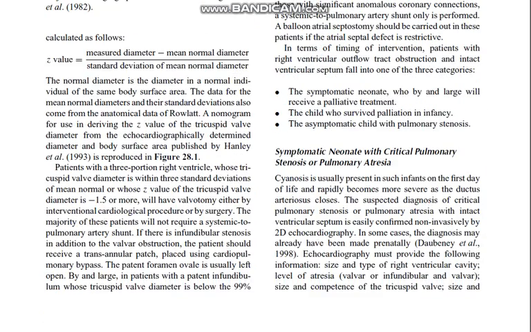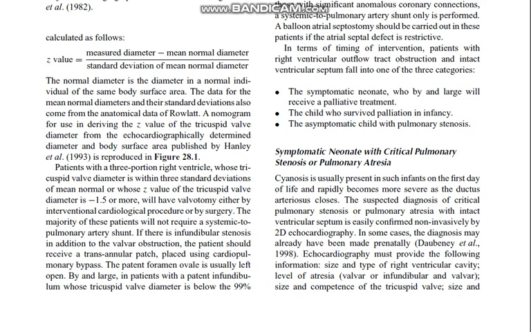Patients with a three-portion right ventricle, whose tricuspid valve diameter is within three standard deviations of mean normal, or whose Z value of the tricuspid valve diameter is minus 1.5 or more, will have valvotomy either by an interventional cardiological procedure or by surgery. The majority of these patients will not require a systemic to pulmonary artery shunt. If there is infundibular stenosis in addition to the valvular obstruction, the patient should receive a transannular patch placed using cardiopulmonary bypass. The patent foramen ovale is usually left open.